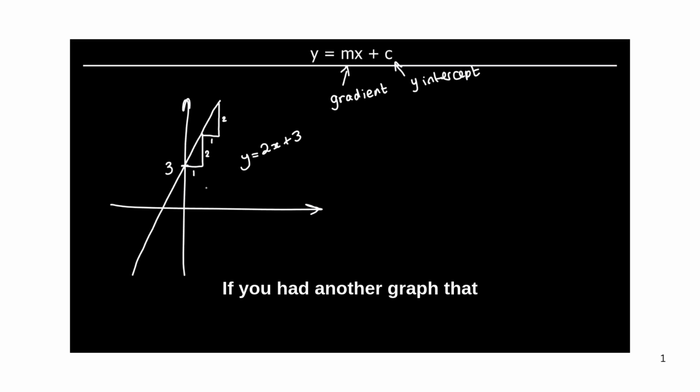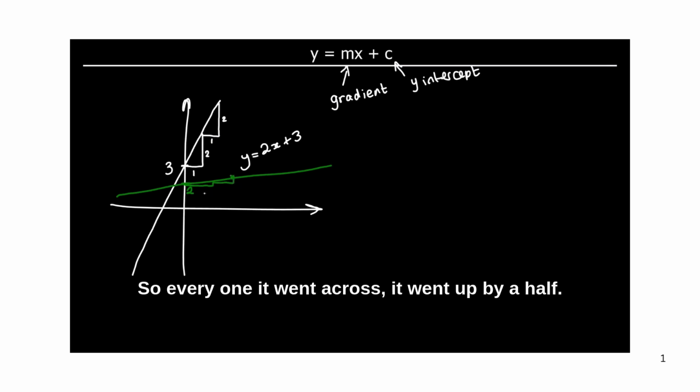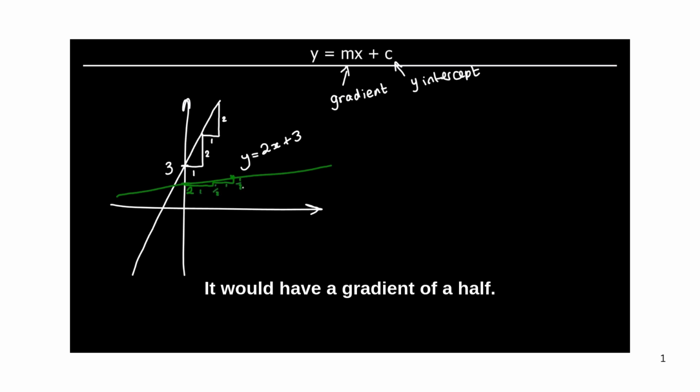If you had another graph that crossed at 2, and for every one it went across, it went up by a half. So it was 1, 2.5, and then 2, 3. So every one it went across, it went up by a half. It would have a gradient of a half. So it would be y equals a half x plus 2. The gradient is a half. Every one it goes across, it goes up half. And the y-intercept's at 2.